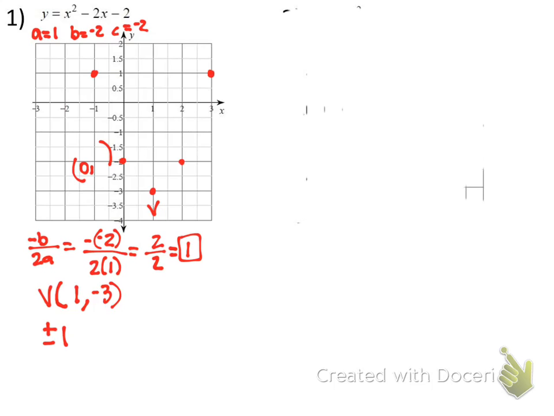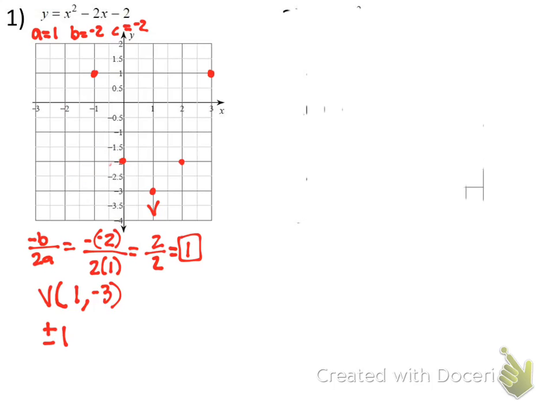Okay. Let's see if this is true. If I plug in 0 here, will I get -2? What's 0 squared? 0. What's -2 times 0? 0. 0 minus 0 is? 0. 0 minus 2? -2. You see? Did it work? Okay. Did I do all that extra work, though, to figure this point out? No. Let's try another point, just so I can prove to you it works.